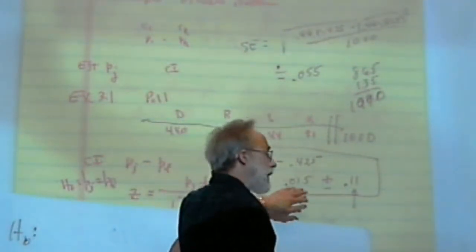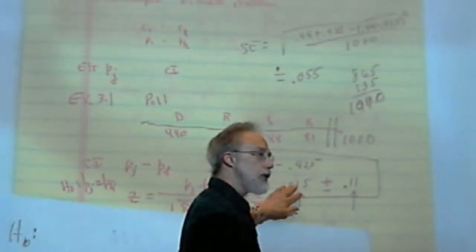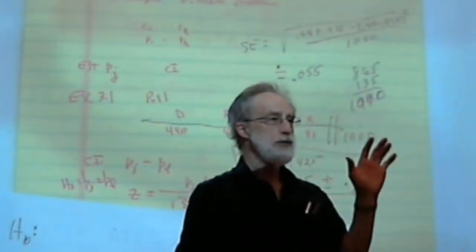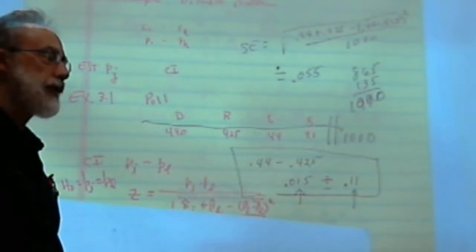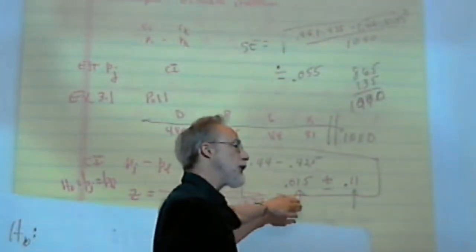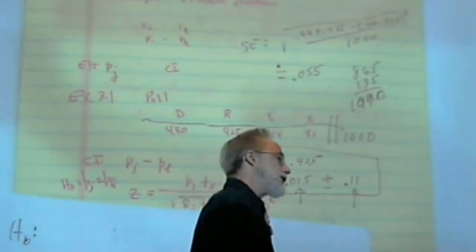Now, that includes 0. This is a confidence interval where you're looking for 0 quite often, okay? And 0 is in this confidence interval, so it's inconclusive. You can't say anything about this poll as whether Democrats are more popular than Republicans, because the confidence interval includes 0.